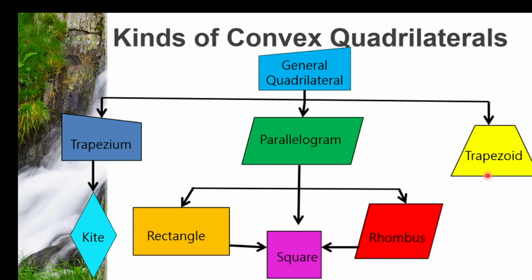And lastly is the trapezoid. A trapezoid has only 1 pair of parallel sides, and these parallel sides are called the bases. The non-parallel sides are called the legs. If the legs are congruent, then we have an isosceles trapezoid. So let us define the different kinds of convex quadrilateral.